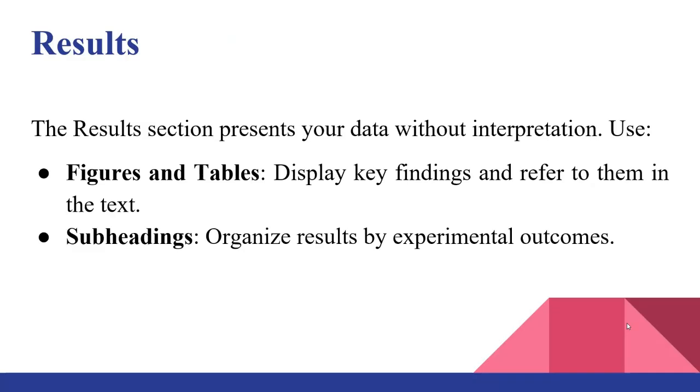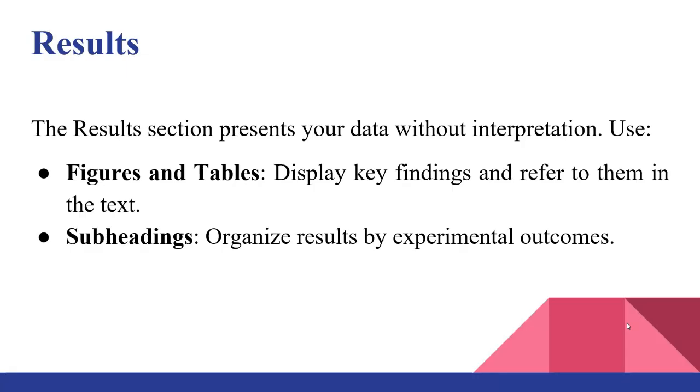After materials and methods, the next section which comes is results. The results section presents your data without any interpretation. This section generally makes use of figures and tables, and also subheadings. In figures and tables, we generally display key or important findings and we refer to them in the text. In subheadings, you have to organize your results by experimental outcomes.